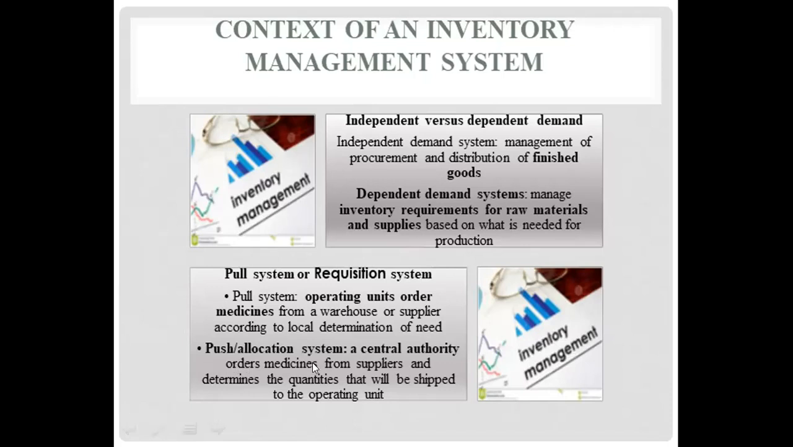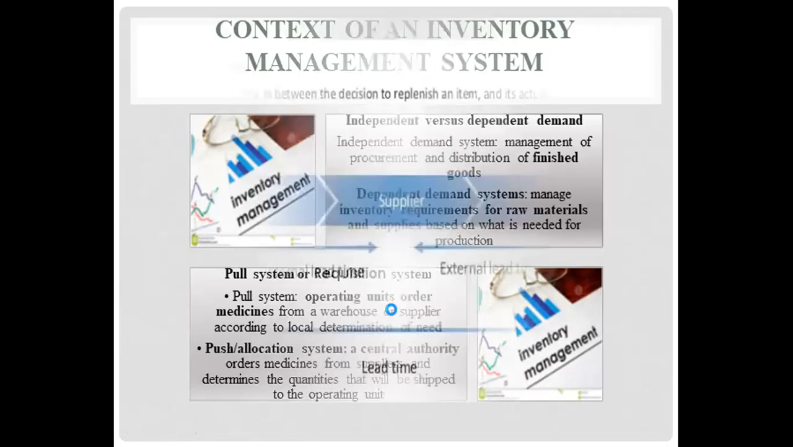It is based on a forecasting system, where the central authority forecasts that this thing is needed for the next 6 months or 1 year. And it is also moved from the central authority to lower operating units, whereas a pull system is based on the real demand, and therefore it moves from the operating unit, requesting medicine from the warehouse or supplies according to local determination of need.